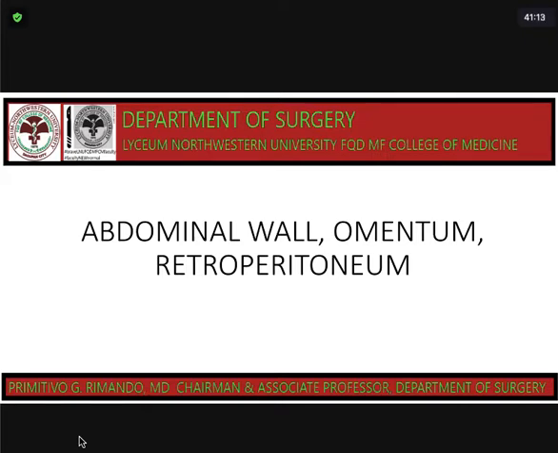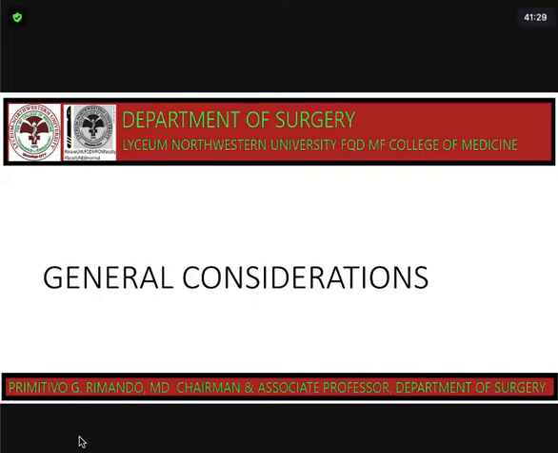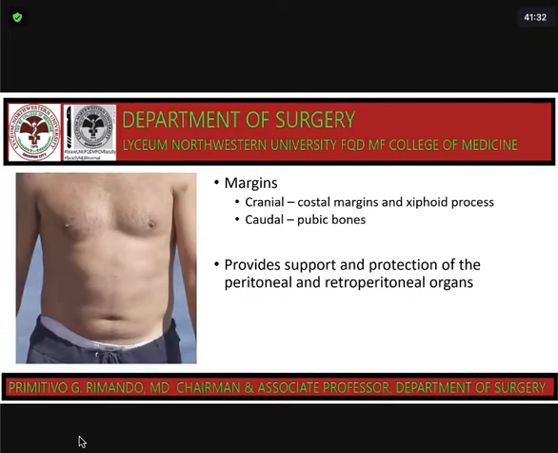So our lecture for this morning is a lecture on the abdominal wall, the omentum, and the retroperitoneum. The textbook, of course, still most of the information is from Schwartz and from Sabiston.